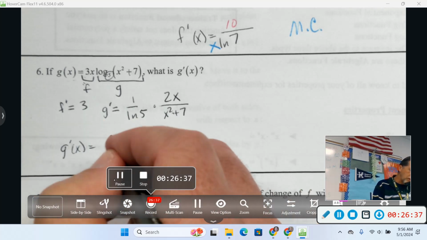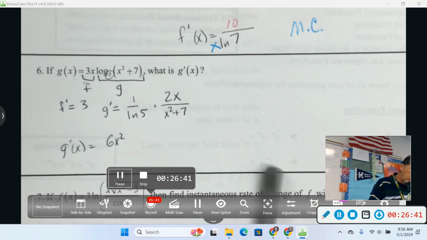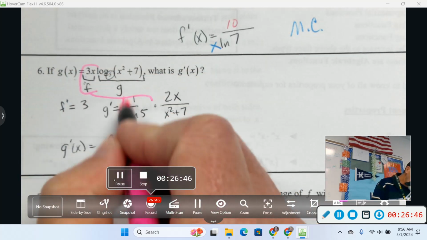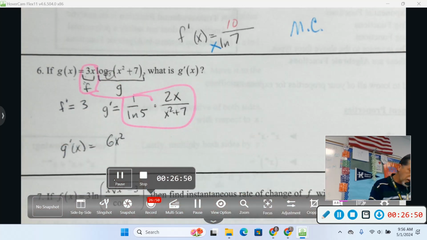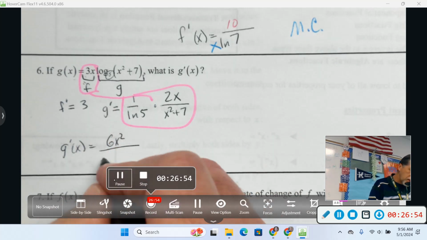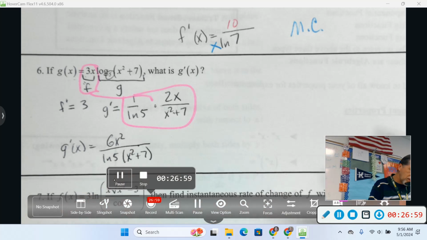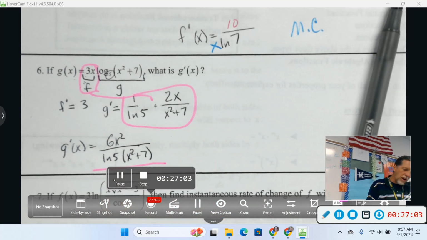3x times 2x would be 6x squared. I should better illustrate what I'm doing here. So f times g prime would be 6x squared in the top, and in the bottom, natural log 5 times x squared plus 7. So there's fg prime.